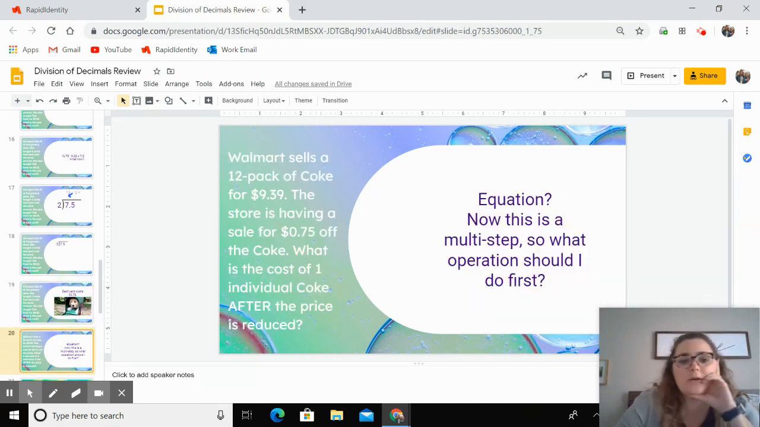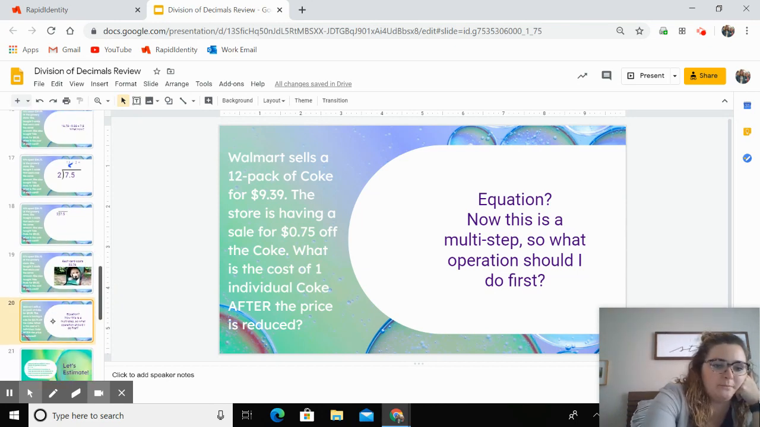So Walmart sells a 12-pack of Coke for $9.39. The store is having a sale for 75 cents off the Coke. What is the cost of the individual Coke after the price is reduced, okay?